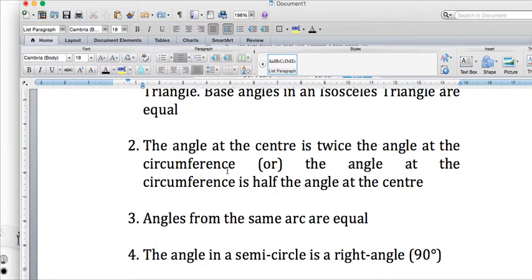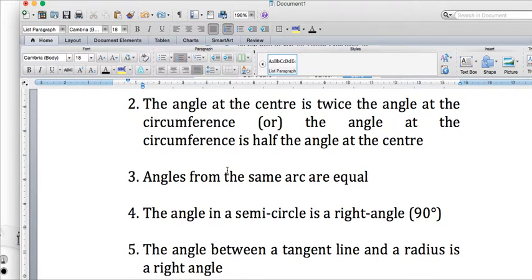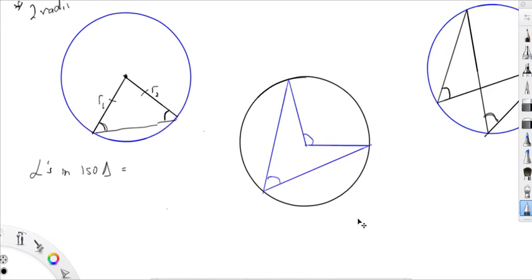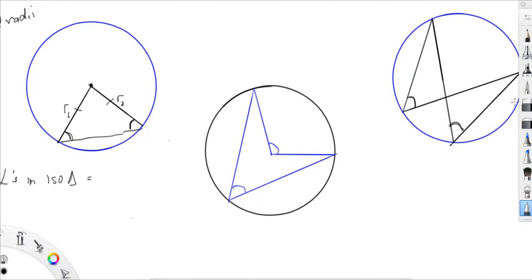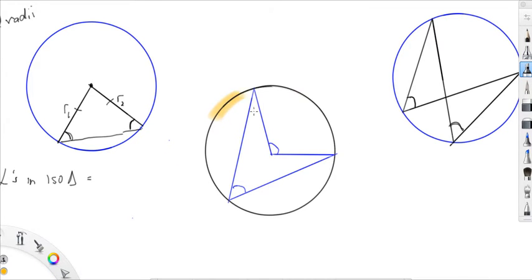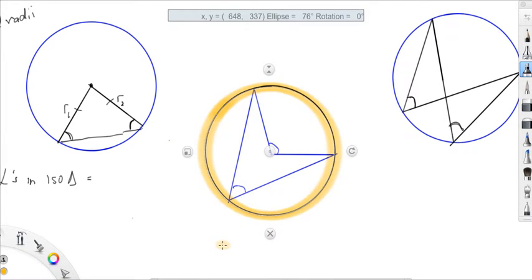The angle at the center is twice the angle at the circumference, or the angle at the circumference is half the angle at the center. So the circumference of a circle is basically the outside edge. If I were to grab my little thing here, basically the circumference is this. That's the circumference, okay?